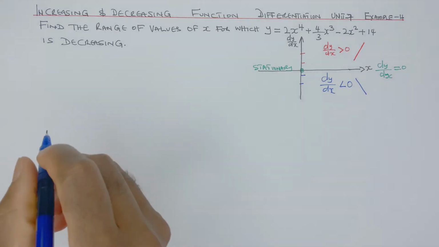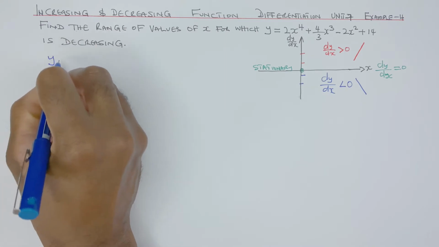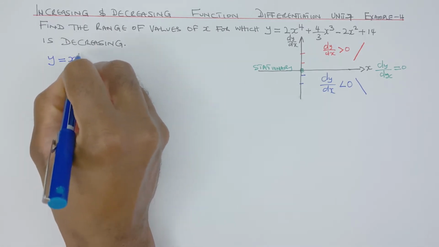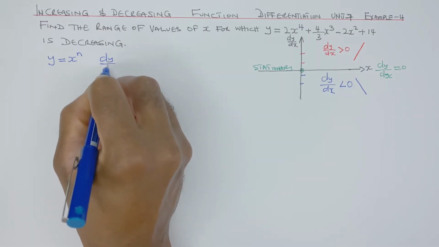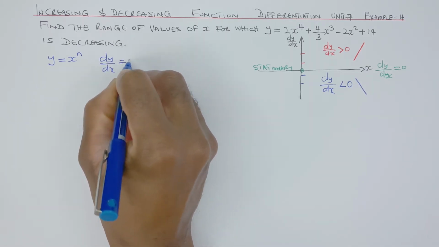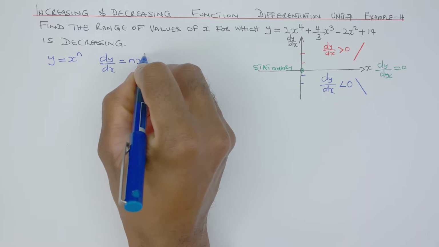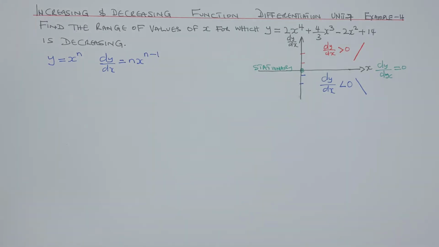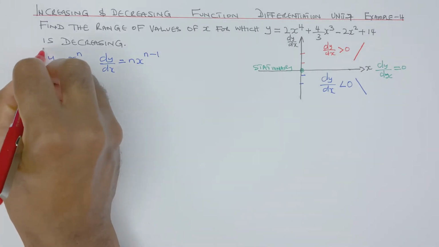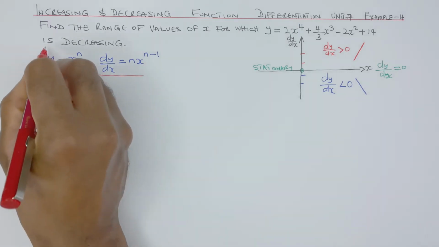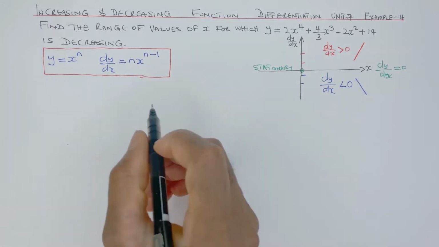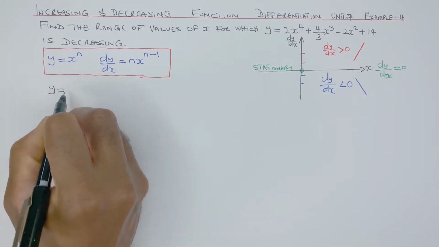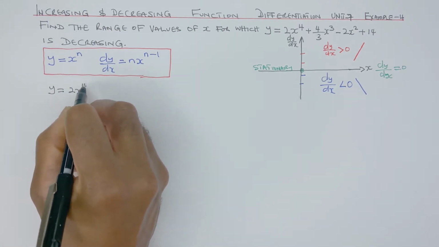Whenever we're finding dy/dx, we have to make sure y is in the form of x to the power n. Then dy/dx will be equal to n x to the power n minus 1. So that's the process that we apply in finding the gradient.